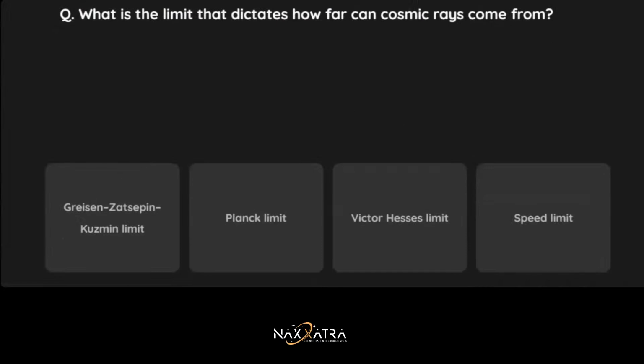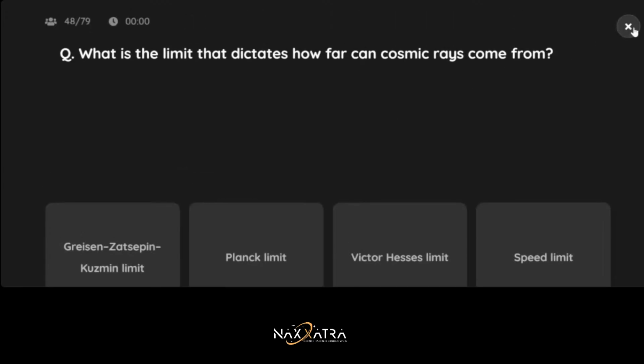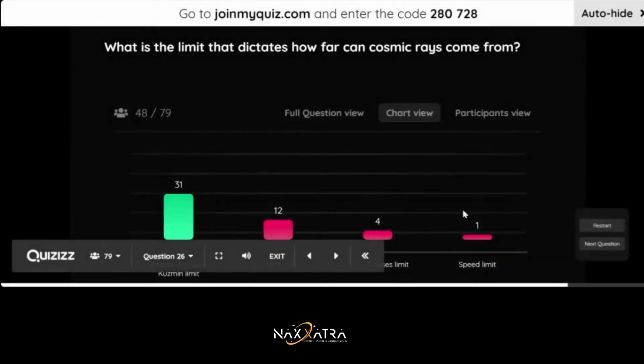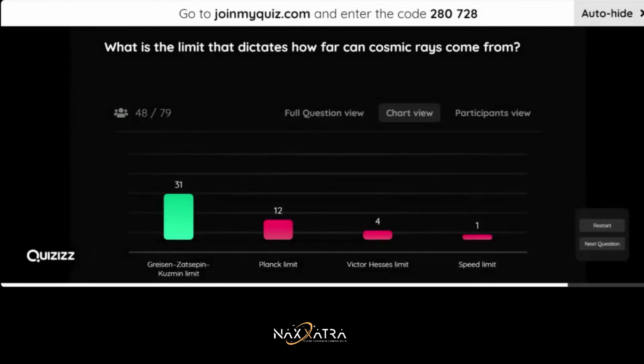So the correct answer is the Greisen-Zatsepin-Kuzmin limit, which is nothing but the GZK limit. That limit is derived from the energy and speed calculation of cosmic rays. They find the highest possible speed that a cosmic ray particle can have, and that is how they find the maximum distance it could have traveled, which gives a limit called the GZK limit. Using energy and speed, they find the highest possible distance.